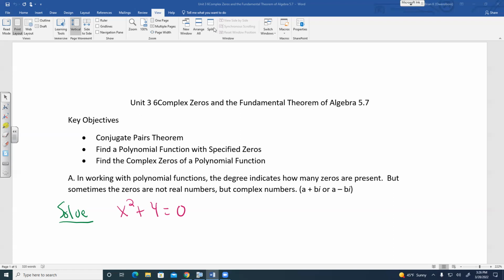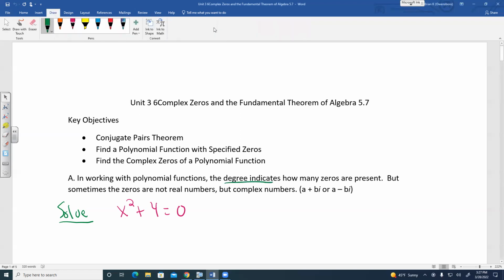So remember, at this point, we've been really working with real numbers as our solutions. And remember, real zeros are going to appear on a graph as x-intercepts. Now, in working with polynomial functions, what we're going to pick up on is the degree indicates how many zeros are present. But sometimes the zeros are not real numbers, but they're complex numbers. So remember, complex numbers are in the form of a plus bi or a minus bi. So they have a real number component as well as an imaginary component. So remember, a represented a real number and bi represented an imaginary number. And remember, you cannot add those together.